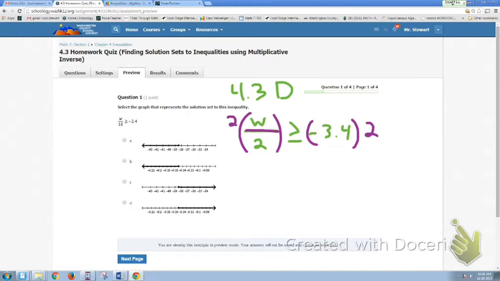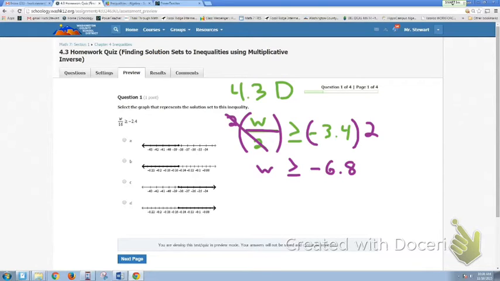I've got to keep it balanced. The 2's cancel out, and I'm left with w is greater than or equal to whatever negative 3.4 times 2 is, which happens to be a negative 6.8. Negative times a positive is a negative. So then it says, okay, what's the graph here?